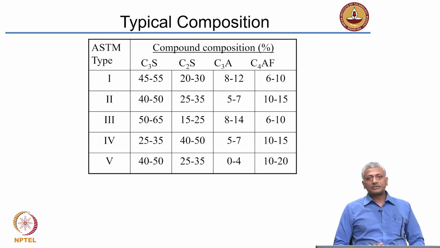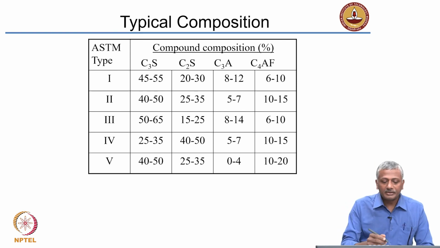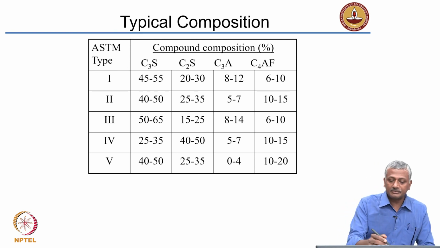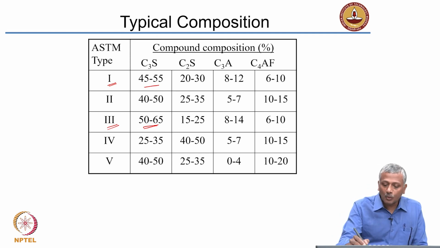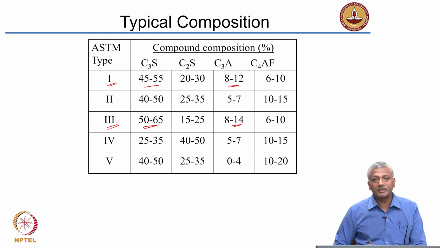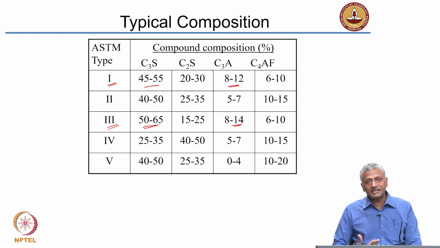So this is overall the typical composition that is given by ASTM for the 5 different types of cement. So as I said, I was comparing high early strength cement type 3 with the general purpose cement type 1. So instead of 45 to 55 C3S, you have 50 to 65 in type 3. So you have more C3S. You may also want to increase your C3A, okay, because that's also responsible for early strengthening.